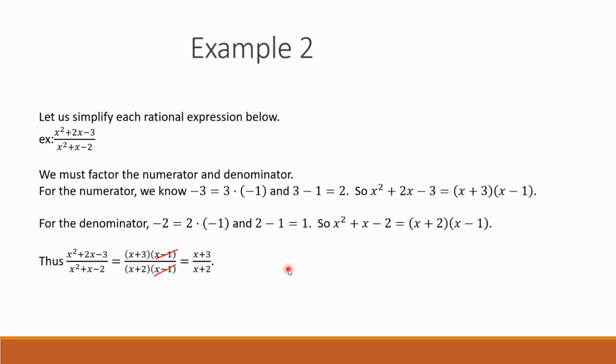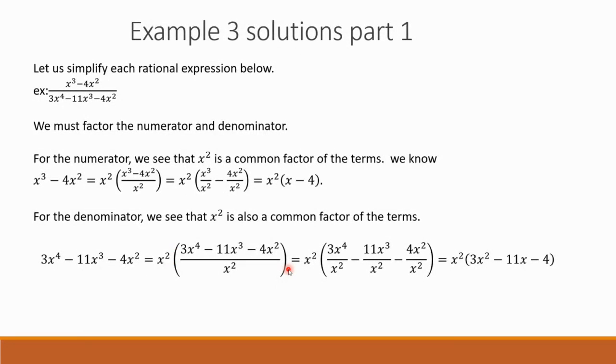Okay. Here's another one. All right, so let's simplify this rational expression. Oh boy, this looks fun, right? We're going to factor. We basically have to, let's factor the numerator and denominator. Okay, we're going to simplify, so let's try factoring them.